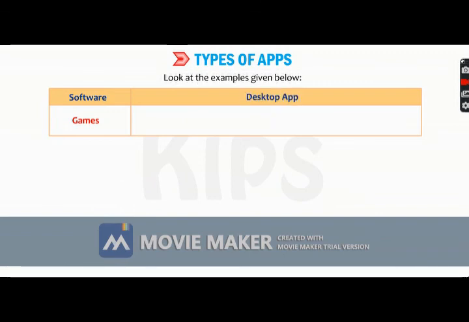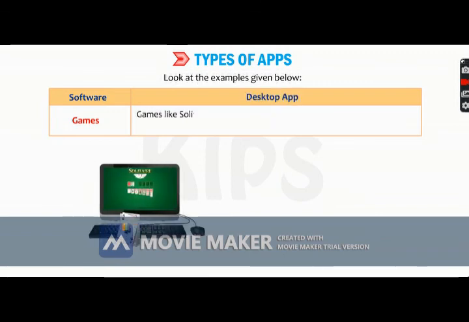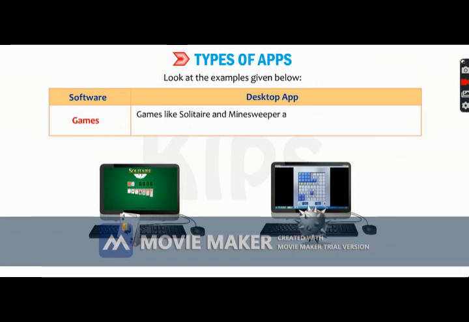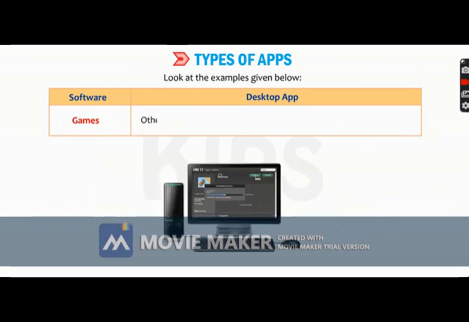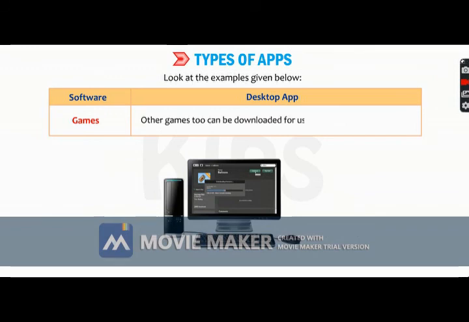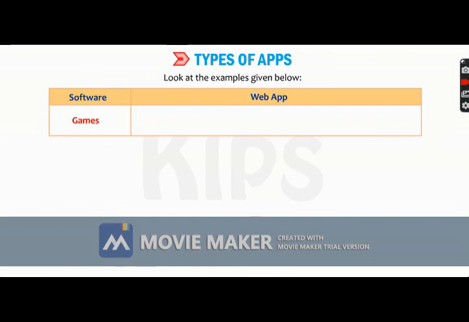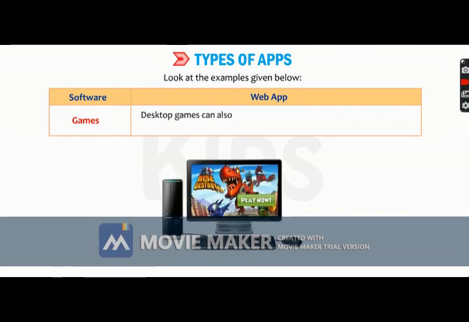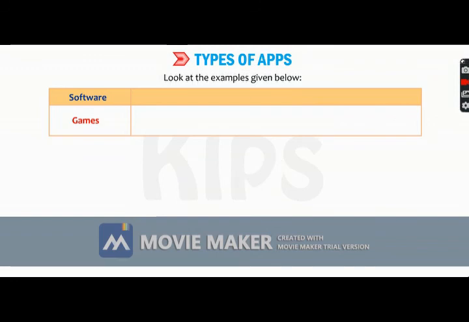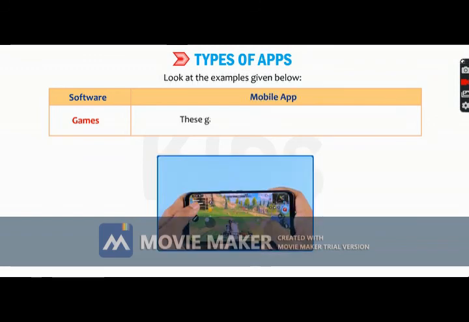Games. Desktop app. Games like Solitaire and Minesweeper are available on all Windows-based computers. Other games too can be downloaded for use on desktops and laptops. Web app. Desktop games can also be played online. The advantage of web-based games is that they can be easily made multiplayer. Mobile app. These games are also available as mobile apps.